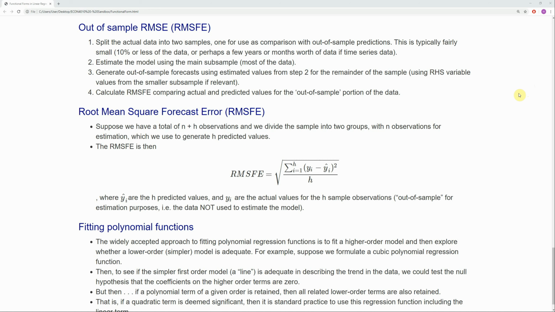Sometimes when we want to compare multiple models, we can use the root mean square error comparison between them. But instead of doing the comparison with the data that we train the models with, we can actually have the comparison on a sample that hasn't been used in the training of those models. We call that out of sample root mean square error or root mean square forecast error.